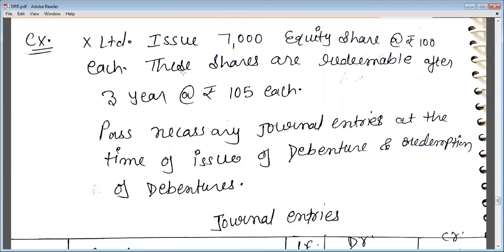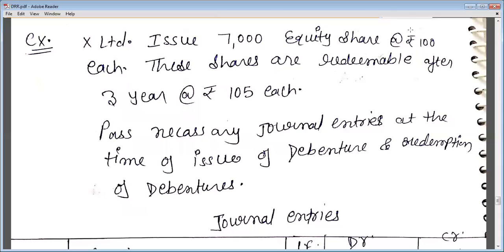This is the fourth situation which we have already discussed in the last lecture. What is the situation? See, debentures are issued at par. The question clearly mentions that X Limited issues 7,000 shares of 100 each. That means the face value of debenture is 100, and the company is also issuing these debentures at rupees 100. Okay? The issue price and face value are both the same. That's why it will be considered that X Limited is issuing these debentures at par.